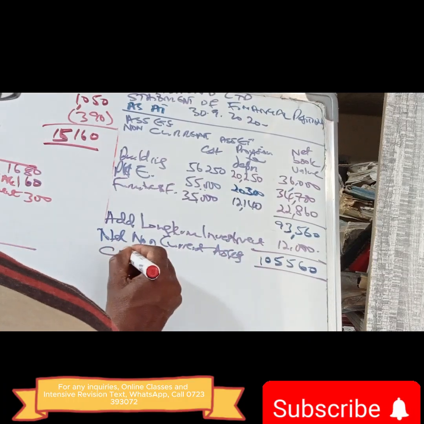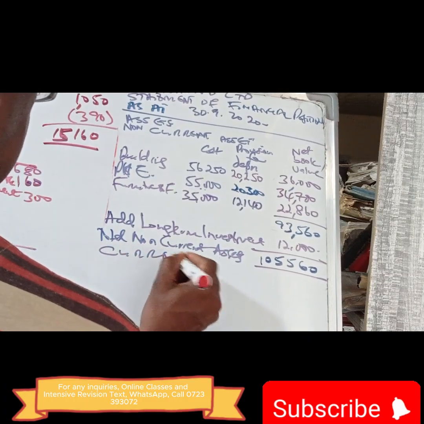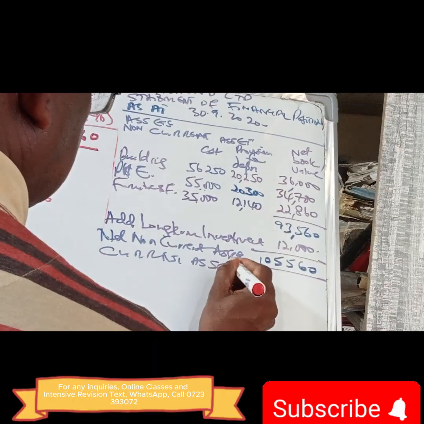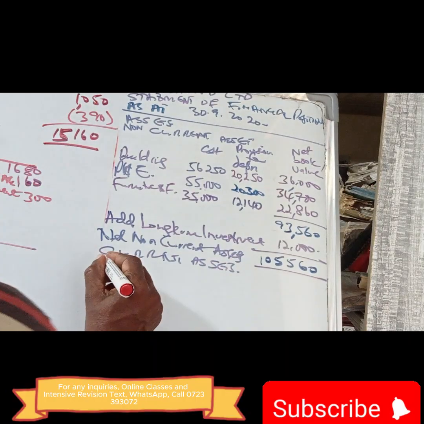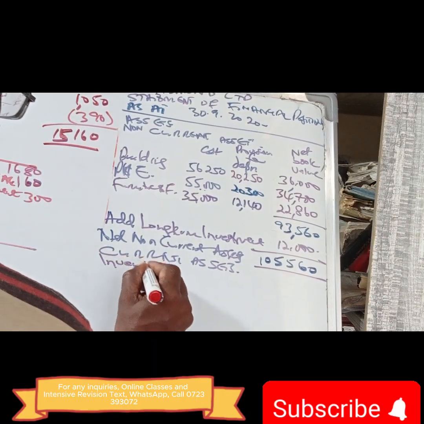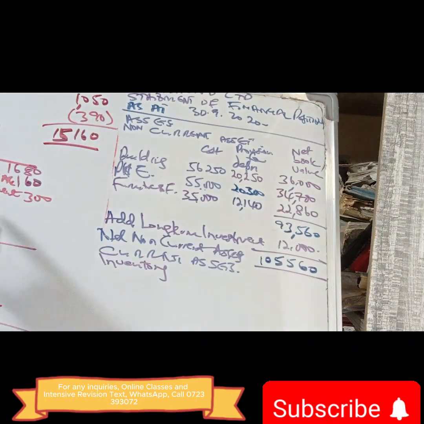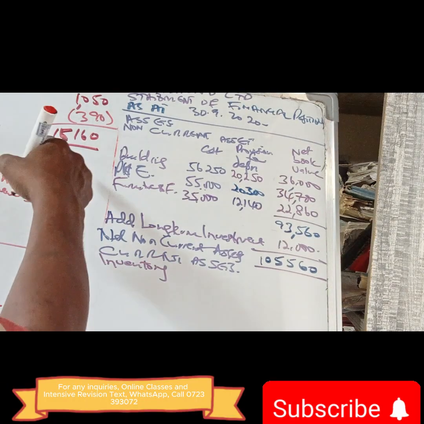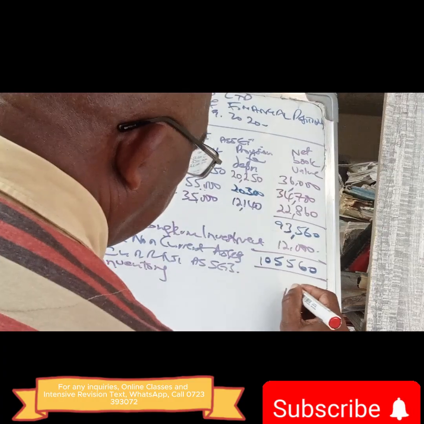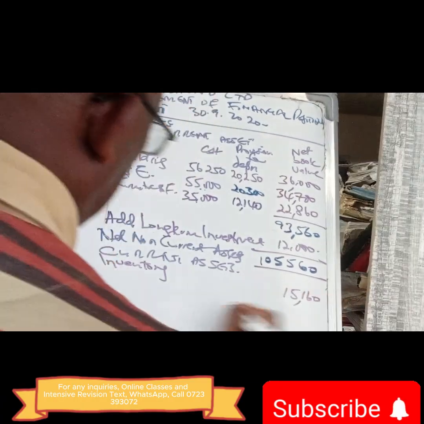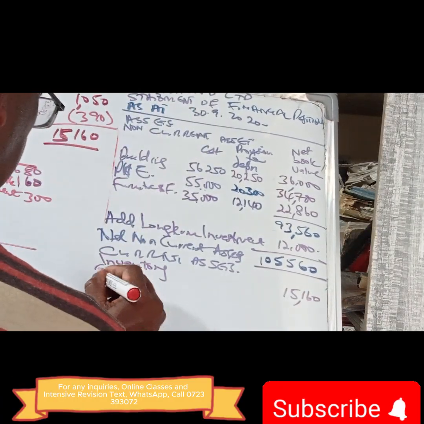So we come to current assets. We start with inventory. Our inventory we said is 15,160. Then we come to accounts receivable.